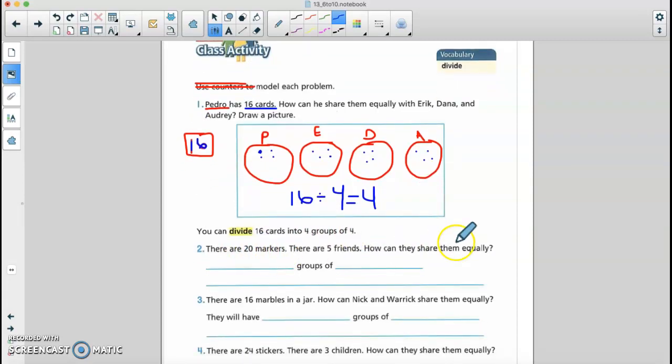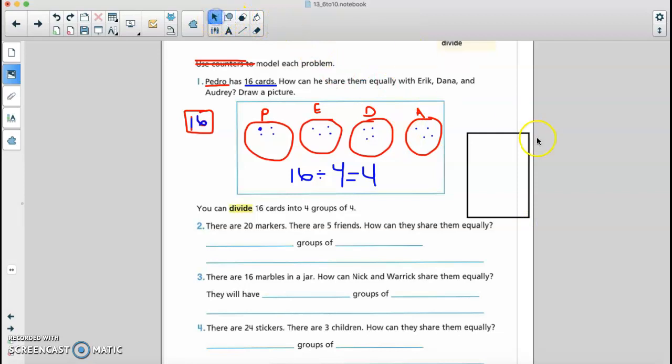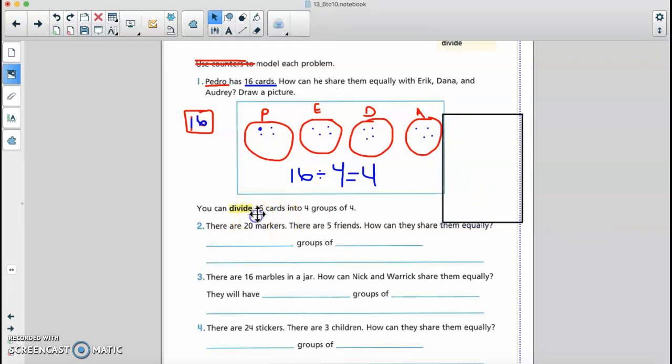And you're going to need a piece of paper to draw on the side. I'm just going to use this little space right here for now, just to show you, but I'd like you to get a new piece of paper to keep your work a little bit more organized than mine. So here's my little workspace right here that I'm going to work in. Anyhow, to practice, I'm going to start with, there's 20 markers and there's 5 friends.